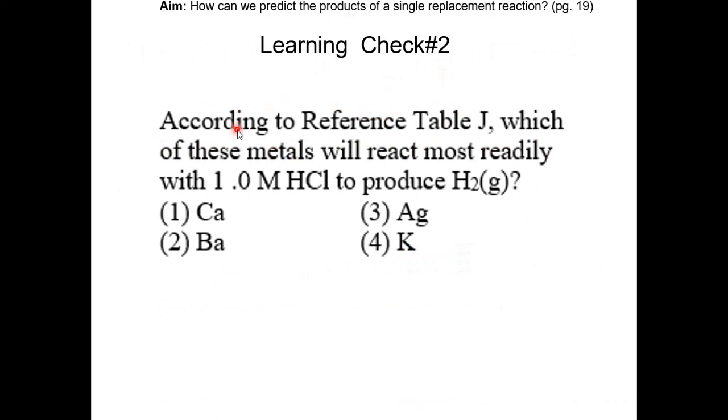Learning check number 2. According to reference table J, which of these metals will react most readily with 1.0 molar HCl to produce hydrogen gas? The unit molar is a unit of concentration. It is not relevant in answering this question. So pause the video and resume once you got the answer. The answer is choice 4, potassium. The key word is most readily, because calcium and barium will also react with HCl to form hydrogen gas, but K is the most active, the most reactive on table J compared to these elements. Therefore, it will be the most readily.